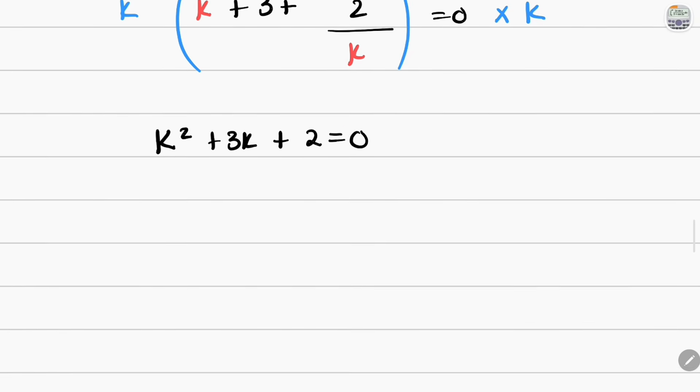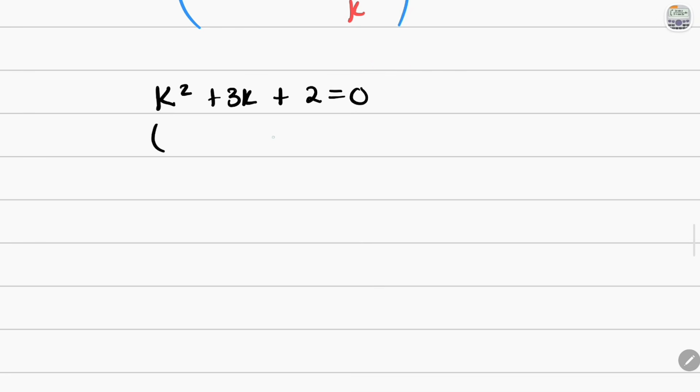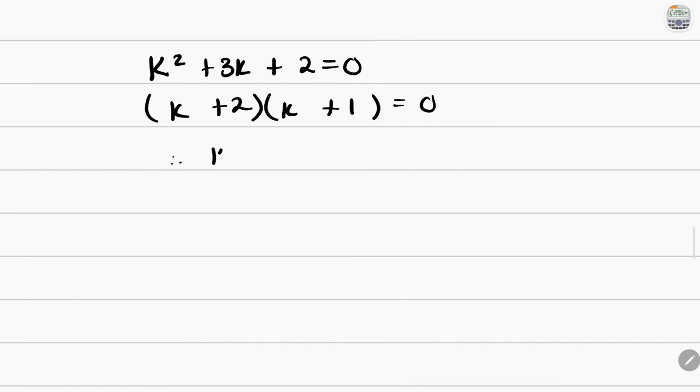And you see how we have a quadratic equation. So let's factorize this equation and solve for k. So k times k gives us k squared, and then factors of 2. It's very simple in this case. Everything is positive, so this is positive 2 and positive 1. Therefore, k is equal to negative 2 or k is equal to negative 1.